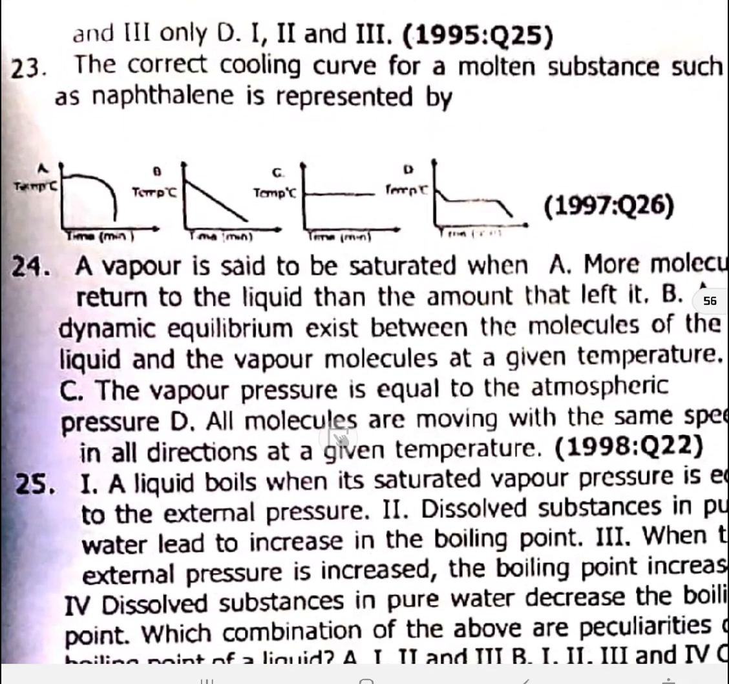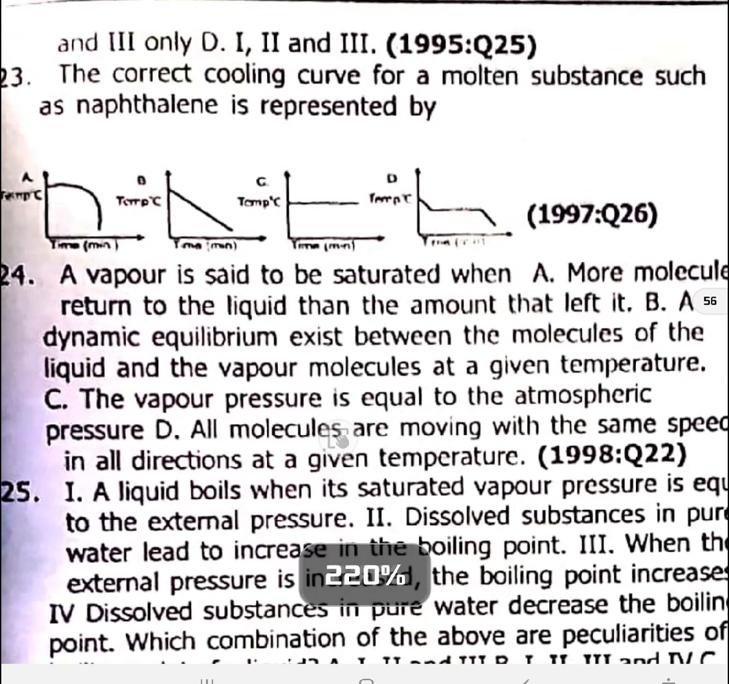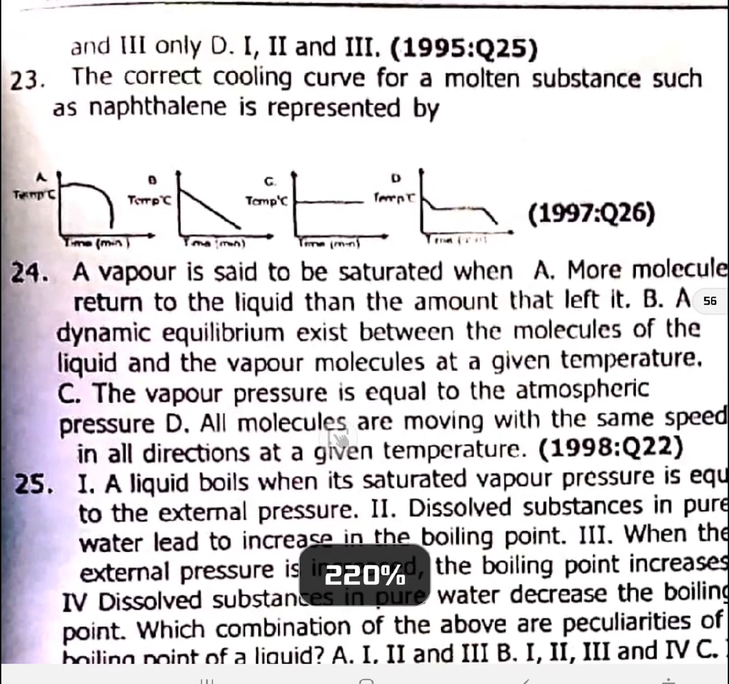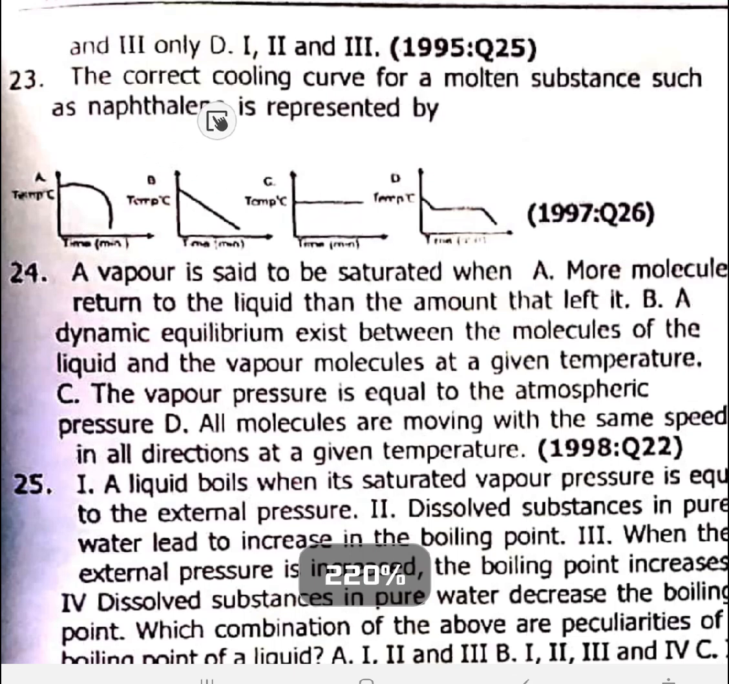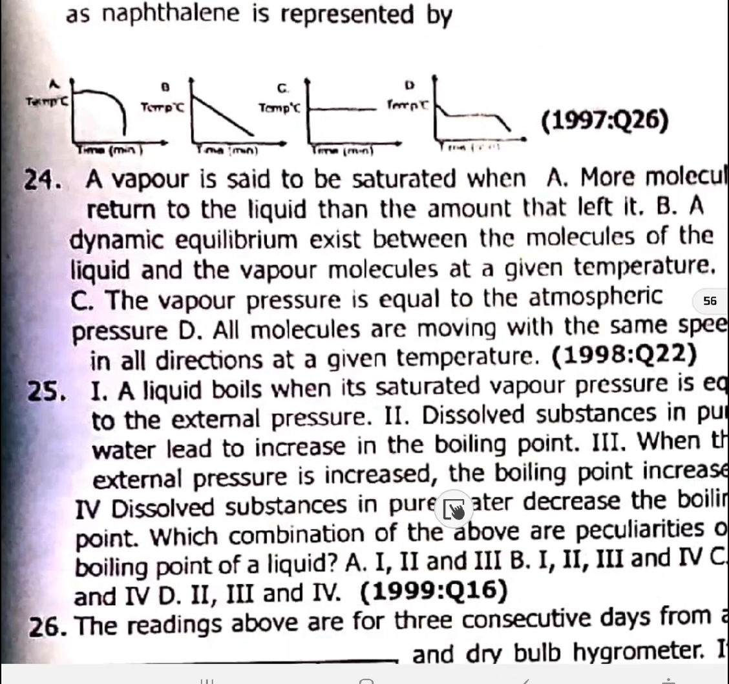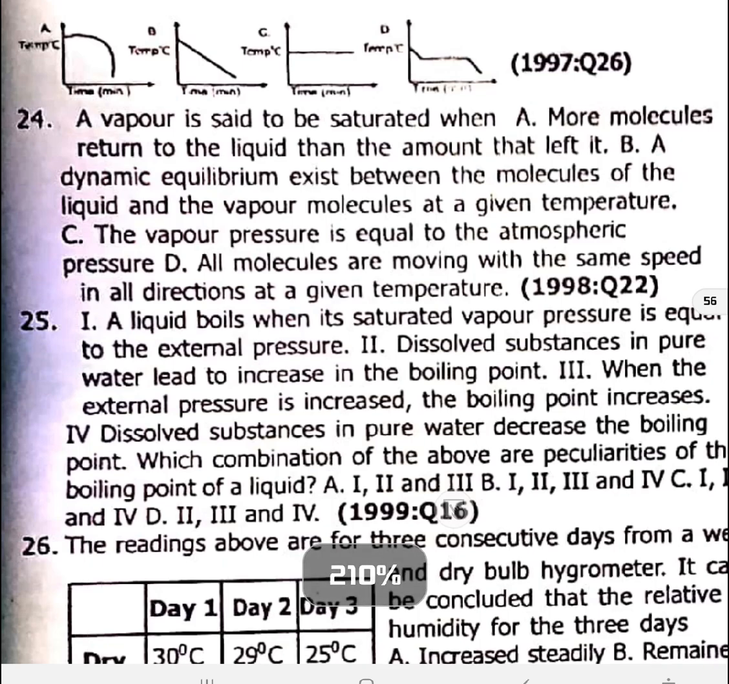Next question 23. The correct cooling curve for a molten substance such as naphthalene is option D. 23 is option D. You could go back to question 13. We did a similar thing there. 24. A vapor is said to be saturated when a dynamic equilibrium exists between the molecules of the liquid and the vapor molecules at a given temperature. Option B. 24 is option B.